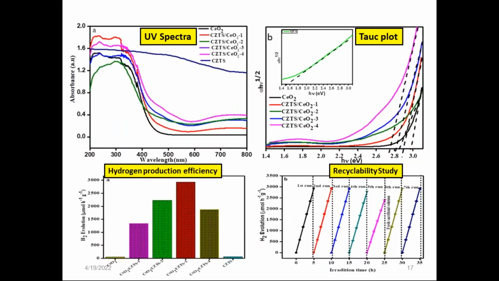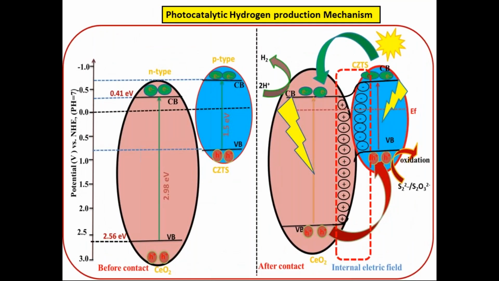So hydrogen production efficiency could be seen in this diagram. The photocatalytic hydrogen generation mechanism: the experimental results show that CO2 surface modification with the CZPS plays a significant role in the hydrogen production reaction. So we propose a significantly developed and possible hydrogen evolution mechanism.